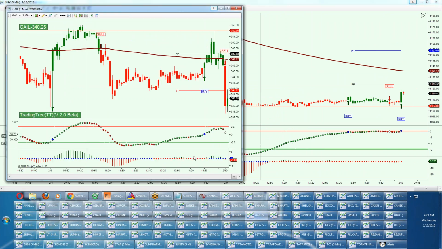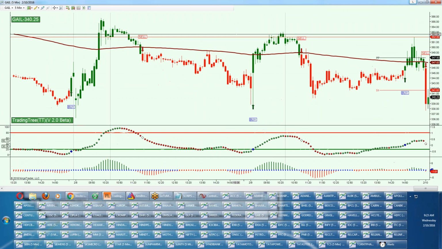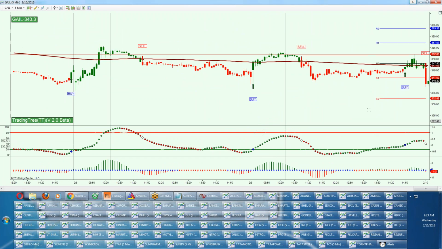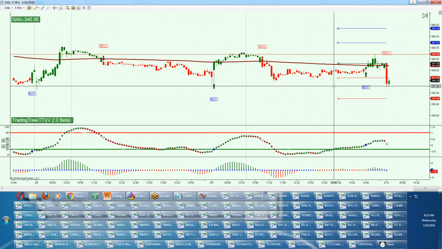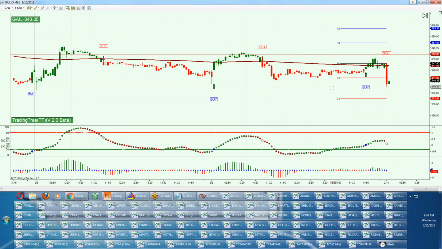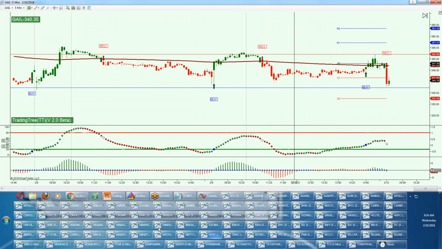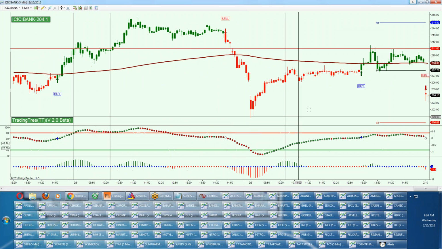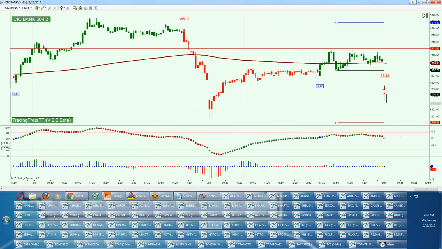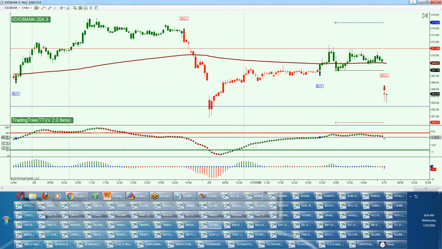We have a call in GAIL. You can short it below this. You have ICICI. That's a huge gap down. You have the recent low here, 202.40.